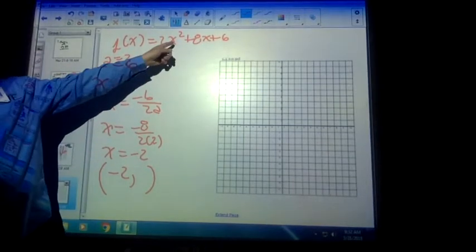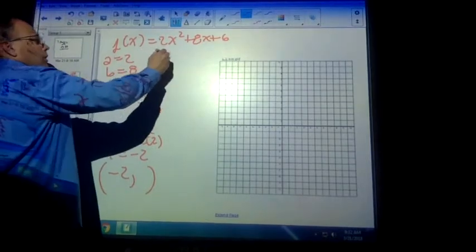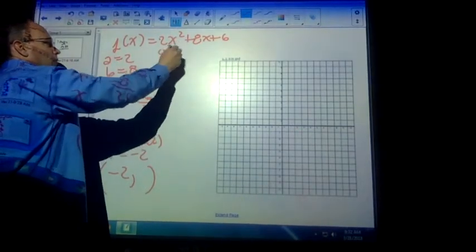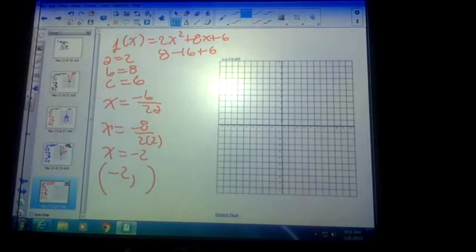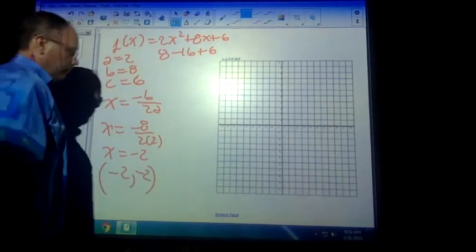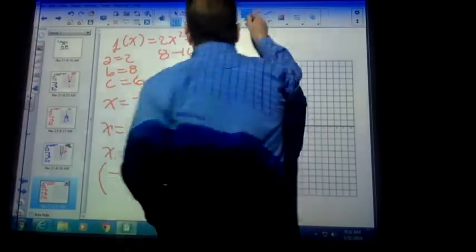So negative 2 squared is 4. 4 times 2 is 8. And then 8 times negative 2 is negative 16 plus 6. So 8 and 6 added together give me 14. Negative 16 added to 14 is negative 2. Negative 2, negative 2. Axis of symmetry.